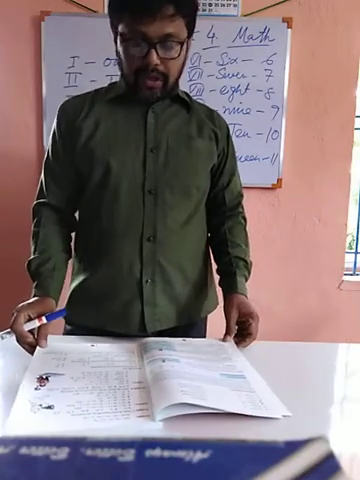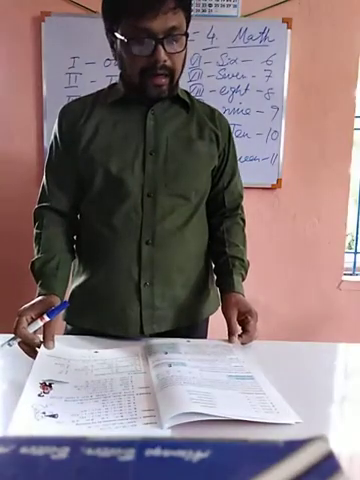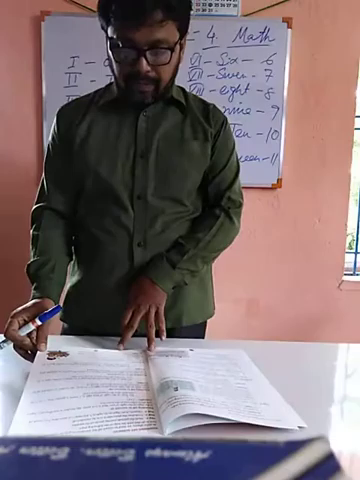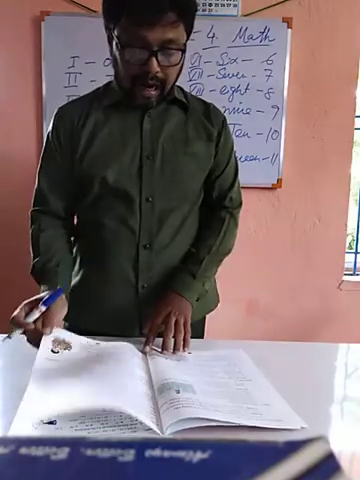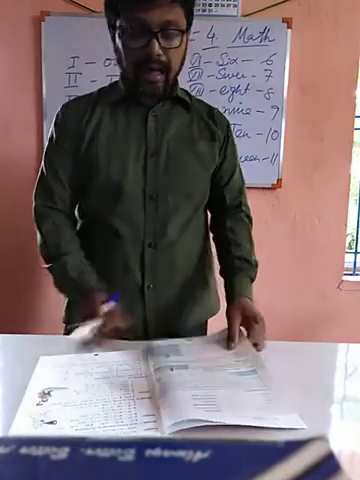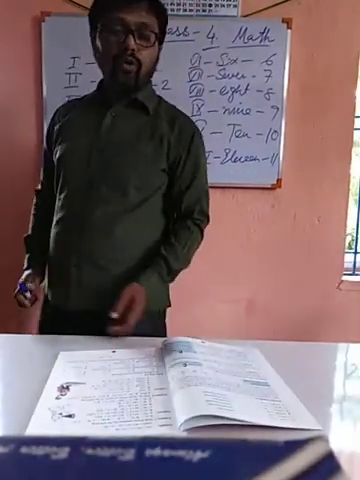Next day we will discuss more about Roman numerals, and now you complete exercise 1.5, A to J, page number 17 and 18. In the next class we will discuss Roman numerals.